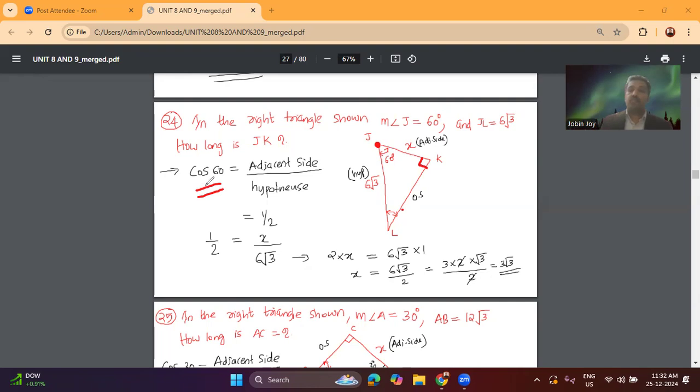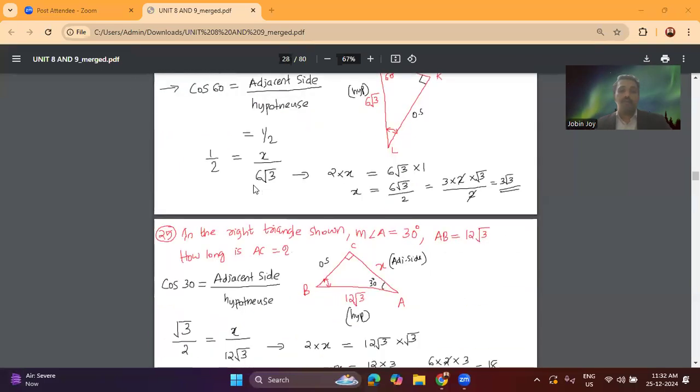So what is the value of cos 60? Cos 60 is 1 by 2. So 1 by 2 is equal to x divided by 6 root 3. So cross multiplication, 6 root 3 into 1 is equal to 2 into x. So x is equal to 6 root 3 by 2. Then 6 I can write as 3 into 2, into root 3 by 2. Then 2 cancels, 3 root 3. So the answer is 3 root 3.